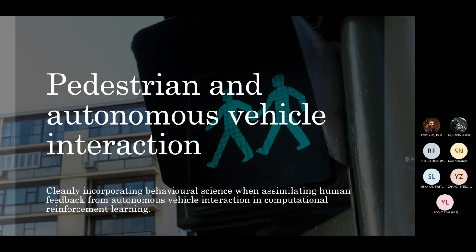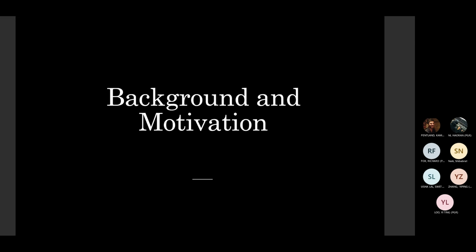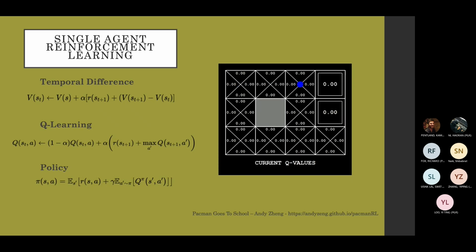I'm Ricky. So today I have three sections to my talk. I'm going to take you through some background in reinforcement learning and motivation why this is an important problem. Then an experiment that I did run and some of the results from that, and the experiment that I'm literally currently running now. I have participants coming in the morning to do the experiment. So we're going to start with some background. We're mainly going to be talking about reinforcement learning. We'll get back to the pedestrians and the vehicles and stuff a little bit later.